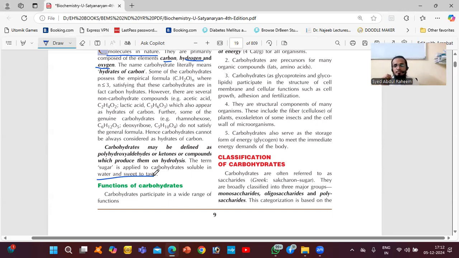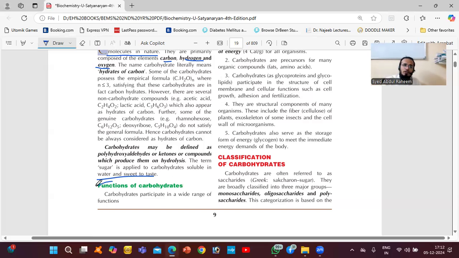One thing is its nature, and second is that its taste is sweet. Both are natures of carbohydrates. If you add carbohydrates in water, it will dissolve. And second thing is that if you taste those dissolved carbohydrates, it will taste sweet. These are the two natures of carbohydrates.